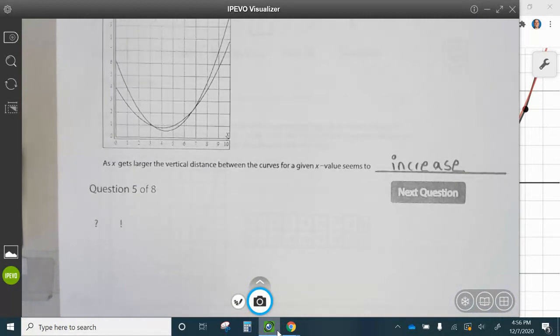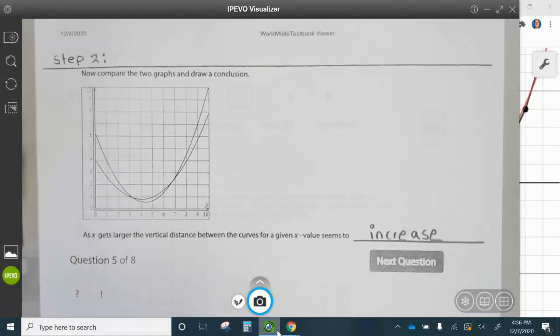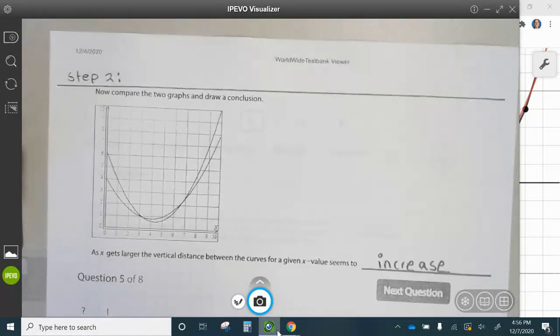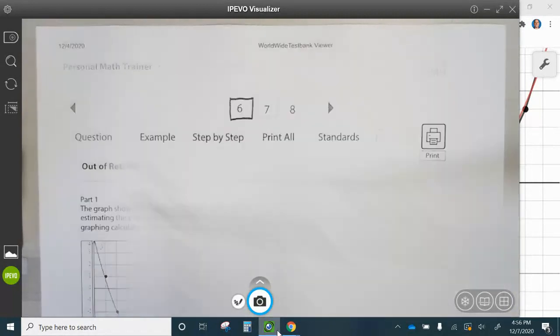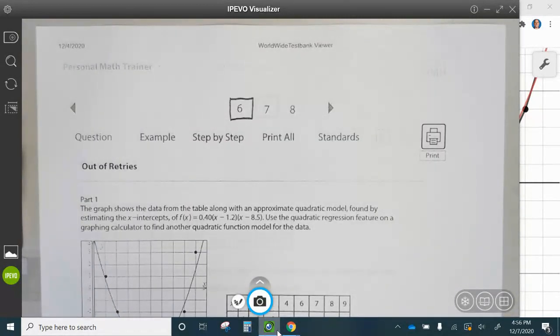Okay? Step 2. Now compare the two graphs and draw a conclusion. As x gets larger, the vertical distance between the curves for a given x value seems to increase. Okay? Question 6.